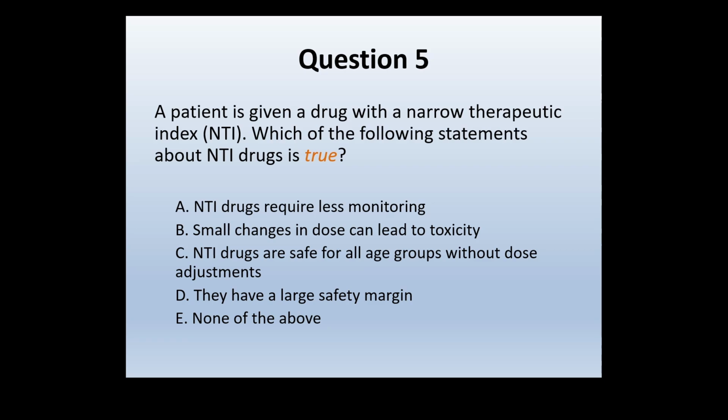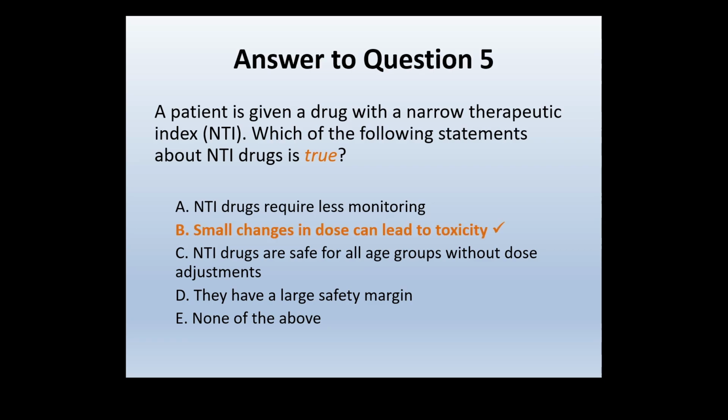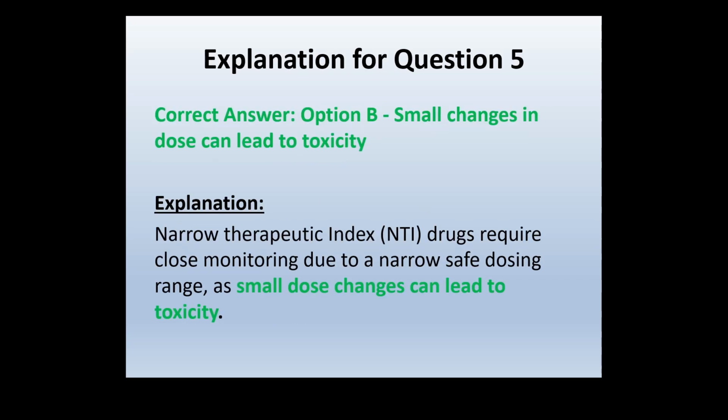The answer is option B. The explanation is as follows. Option B is correct because drugs with a narrow therapeutic index have a small range between effective and toxic doses. This means that even small variations in dosing can lead to toxicity, making them high-risk drugs requiring precise dosing and monitoring to ensure safe use.